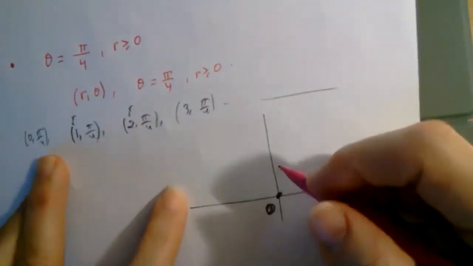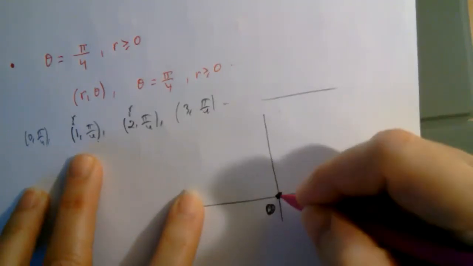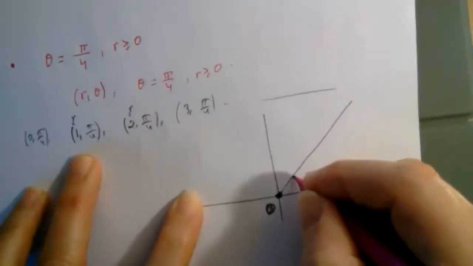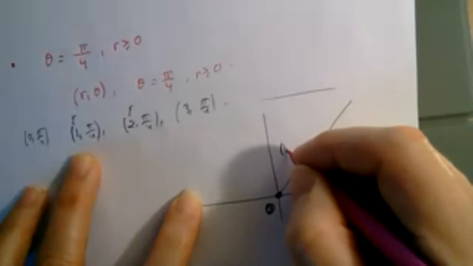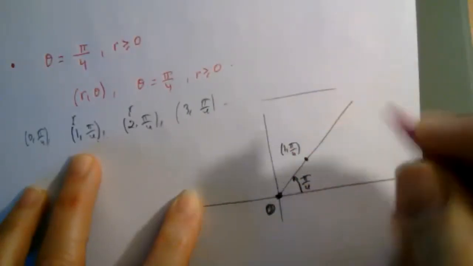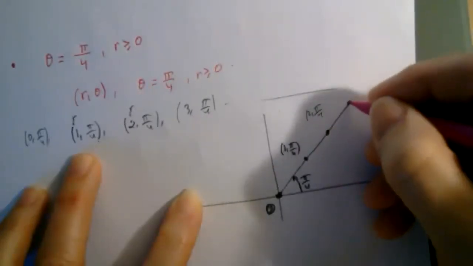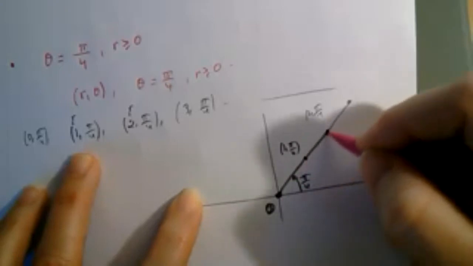Let's sketch this point. 0, pi over 4, that's that point. 1, pi over 4. It means we're starting with, I have to draw the point. That's pi over 4. That's 1, pi over 4. All those are in polar. 2, pi over 4. 3, pi over 4. Means I'm really getting all the points on this line.